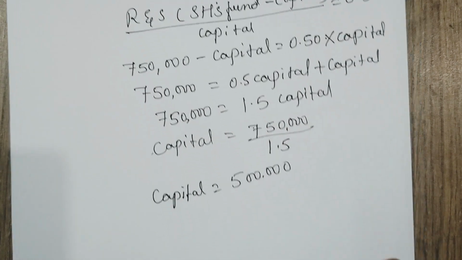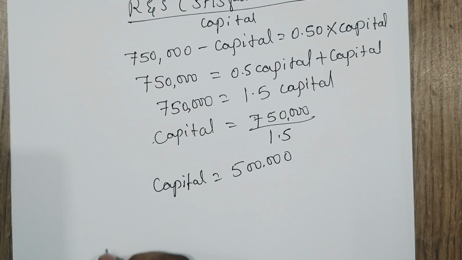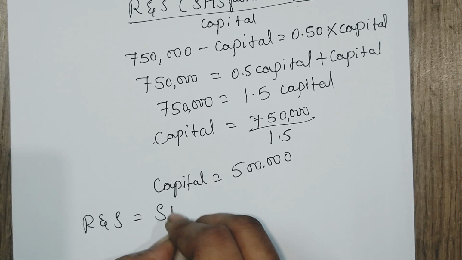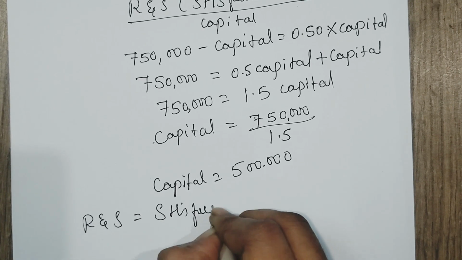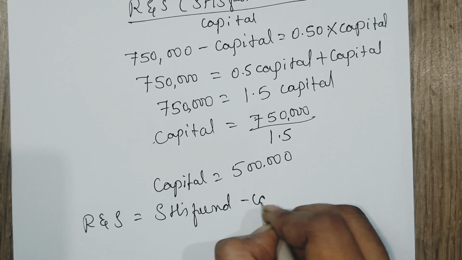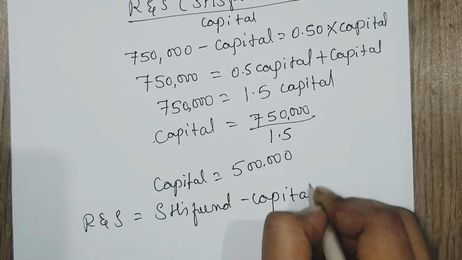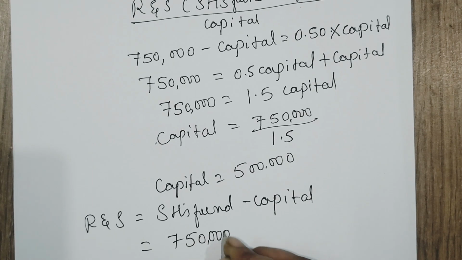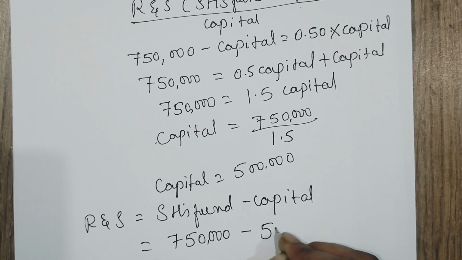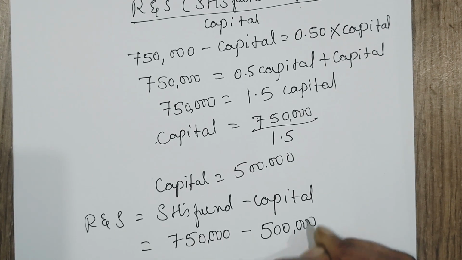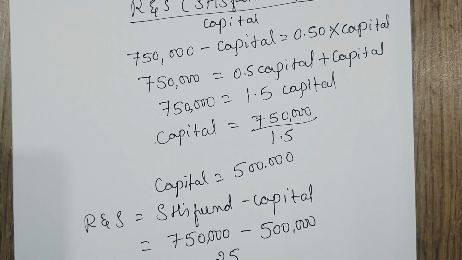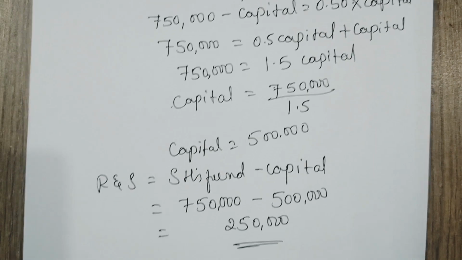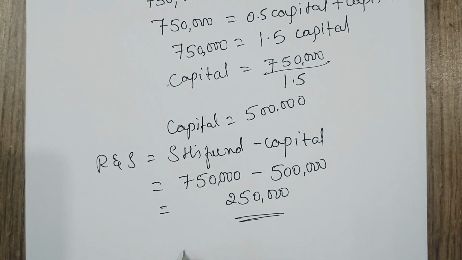Now we will find out reserve and surplus. Reserve and surplus is equal to shareholders fund minus capital. Shareholders fund is 7,50,000 minus capital 5 lakh. Reserve is 2,50,000. 2,50,000 is reserve. Let us prepare the balance sheet.